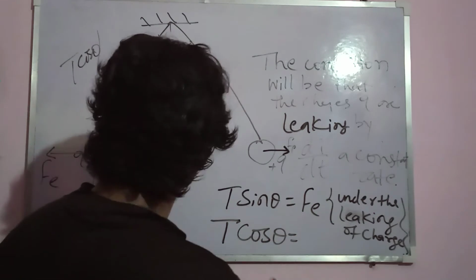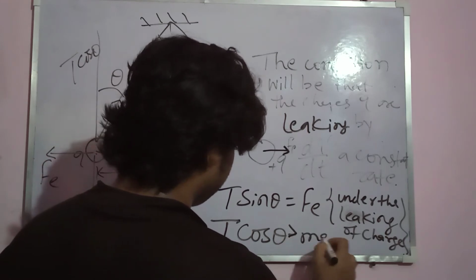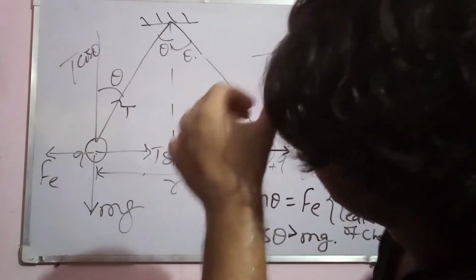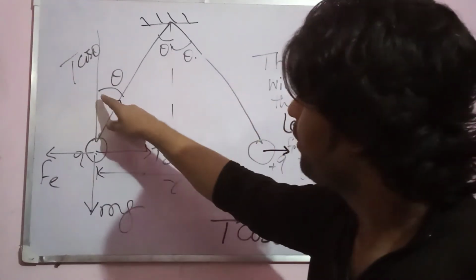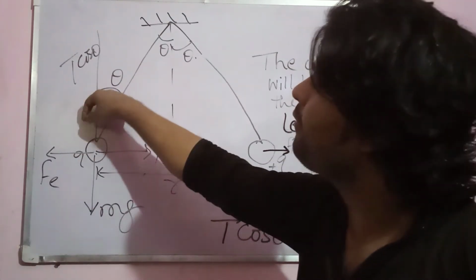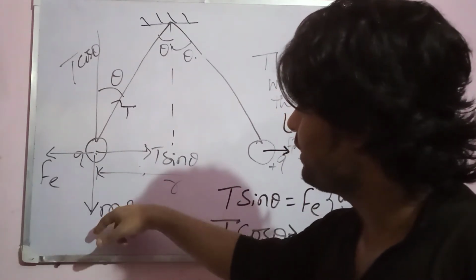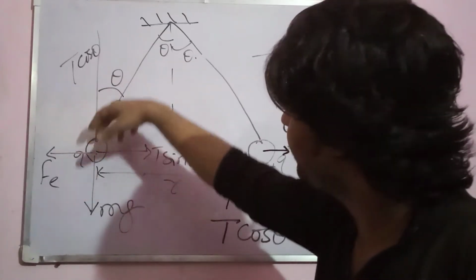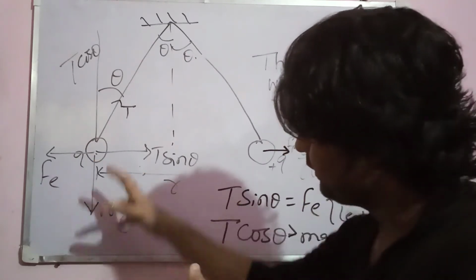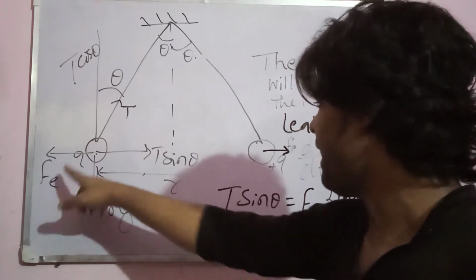T cos theta is equal to mg, okay? That's our conclusion by qualitative analysis, that T cos theta is increasing here, because as the angle gets smaller, cos theta increases. And mg is going to decrease, because if charge is leaking, the mass is also leaking. But here, T sin theta is balanced by Fe.